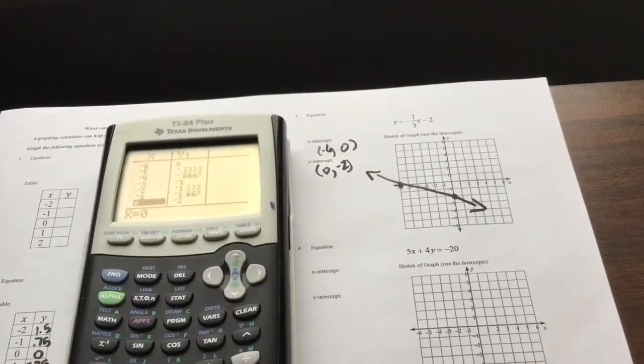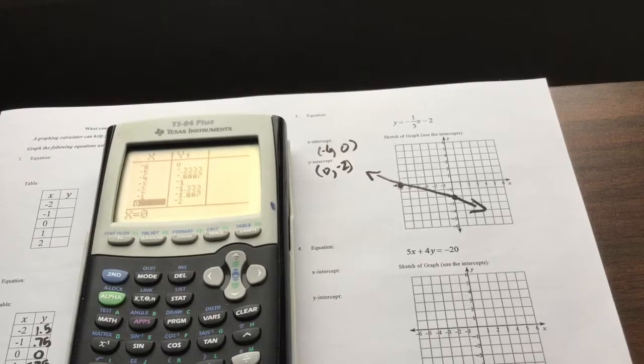So the intercepts are an even quicker way to use your calculator to graph a pretty accurate line when you're given an equation. So that's how your calculator can help you graph linear equations.